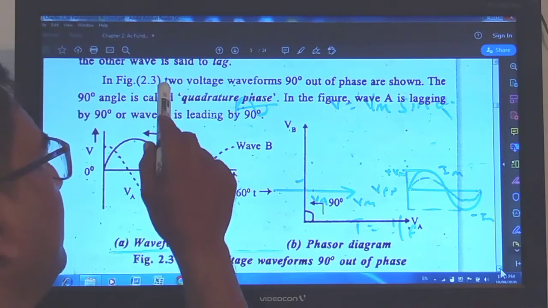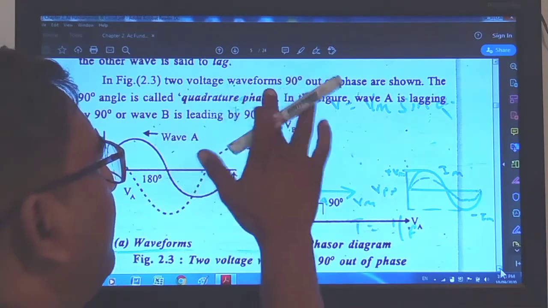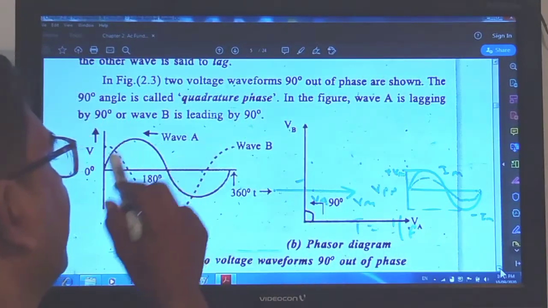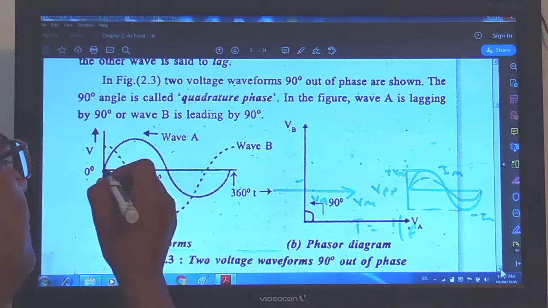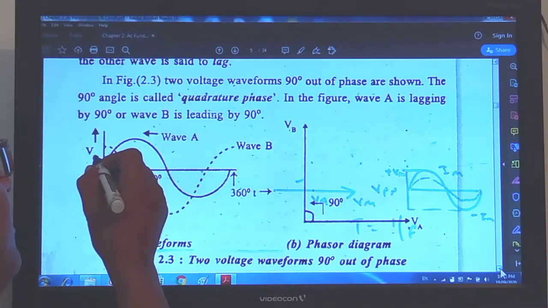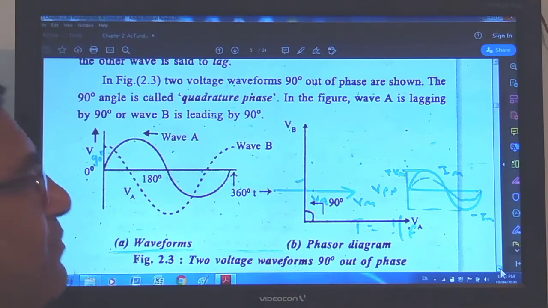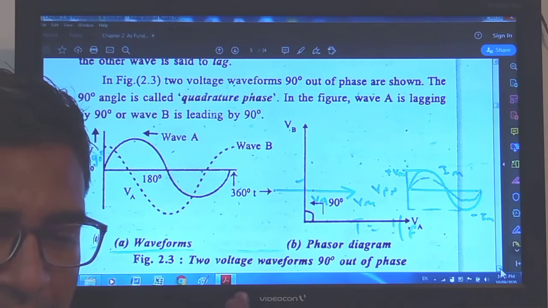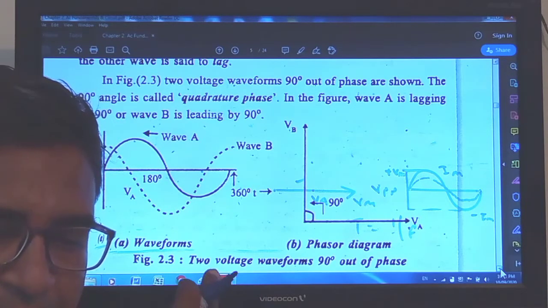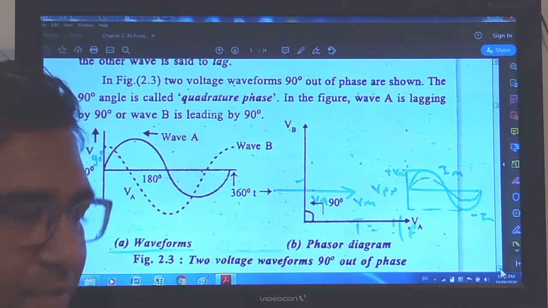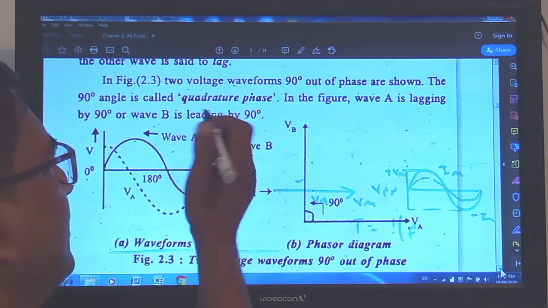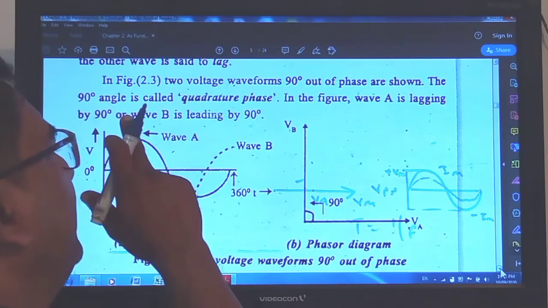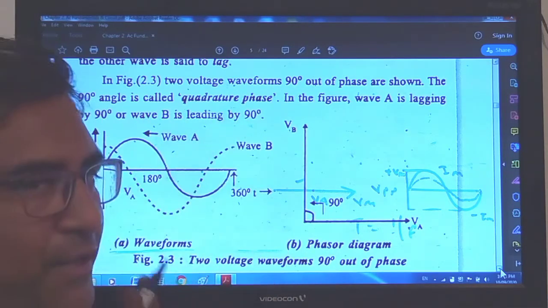Now consider the different waves in this figure. The two voltage waveforms are 90 degrees out of phase, as shown. From here to this particular part, you have a 90-degree phase shift. This 90-degree angle is called quadrature phase. In this figure, wave A is lagging by 90 degrees and wave B is leading by 90 degrees.